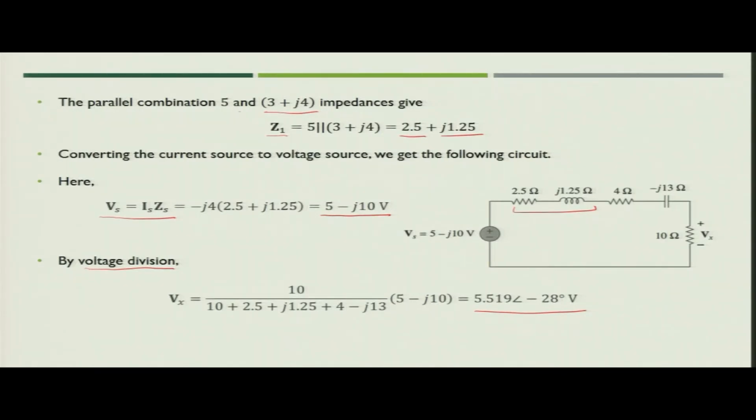So, with this we can close today's session, in which we discussed source transformation as well as the superposition theorem. In the next session we will discuss two more important theorems which we discussed in the case of DC circuits, that are Thevenin's and Norton's theorems. We will discuss them when we consider AC circuits for analysis. Thank you.